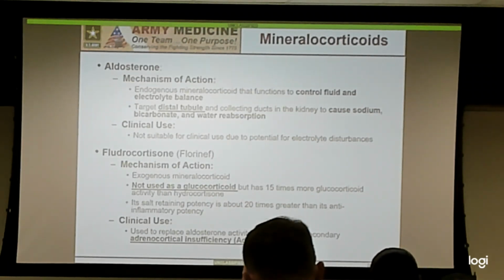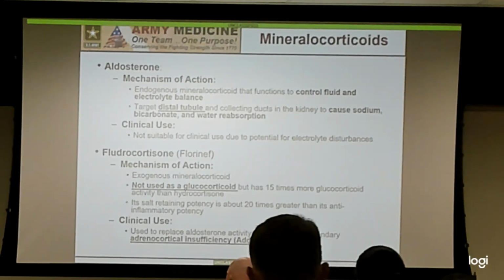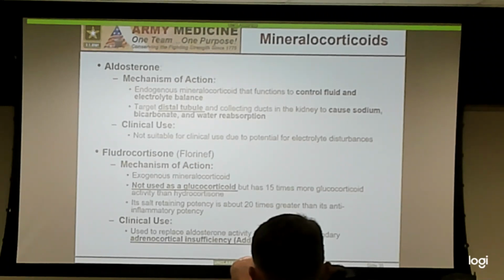Clinical use: adrenocortical insufficiency. So this is our Addison's. Whenever we were talking about our corticosteroids, we were looking at Cushing's. Cushing's was the main thing that we were trying to reverse. Here, we're looking at Addison's. Remember the difference between those two.